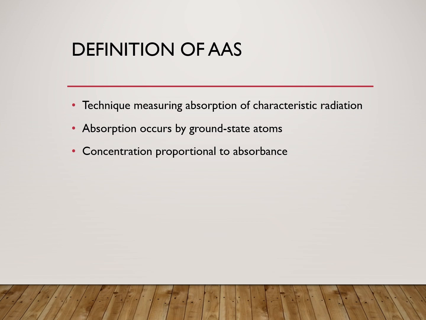Now, what is AAS? Atomic absorption spectroscopy is defined as an analytical method that measures the absorption of characteristic radiation by ground state atoms. The amount of radiation absorbed is directly proportional to the concentration of the element present in the sample. So, absorbance is directly proportional to the concentration of the sample.